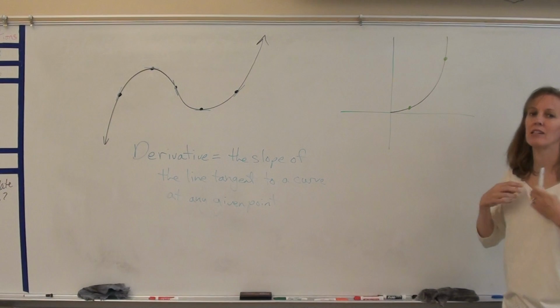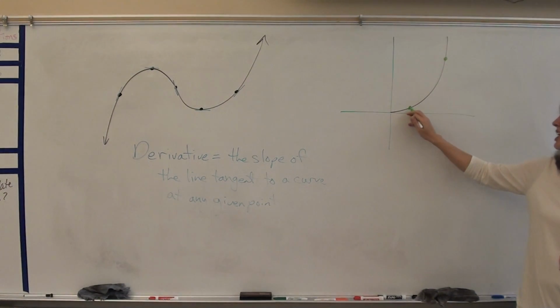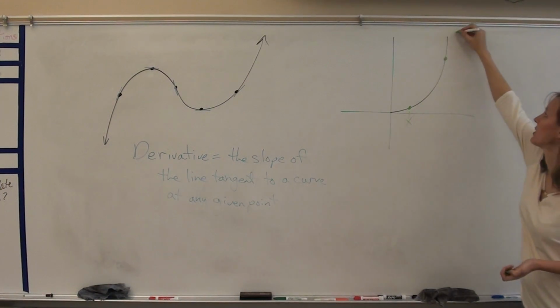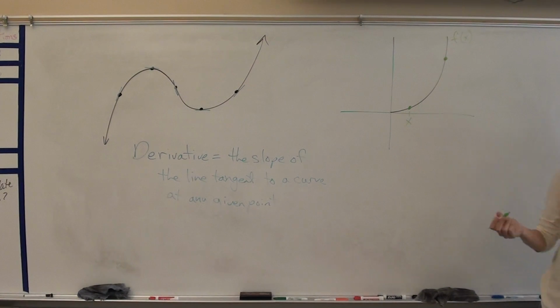So let's pretend that we want to find the instantaneous rate of change at this point right here, which I'm going to call x, which is poor notation because I'm also going to call the function f of x. But anyway, that's okay. We're going to call the function f of x, and I'm still going to call that spot x.